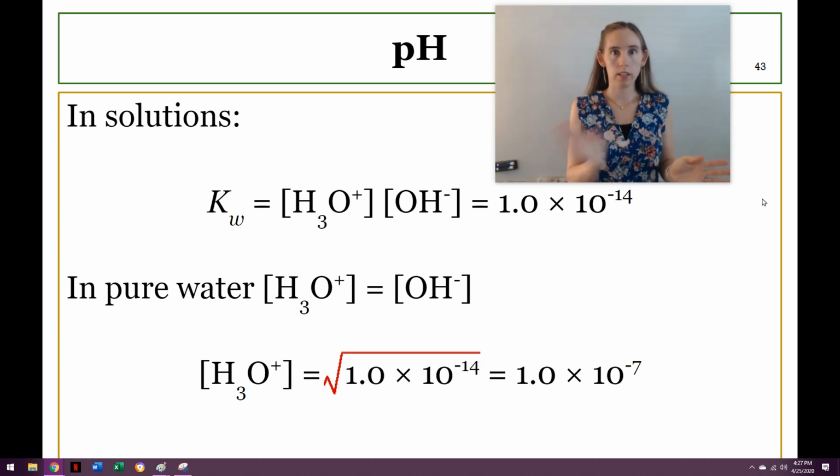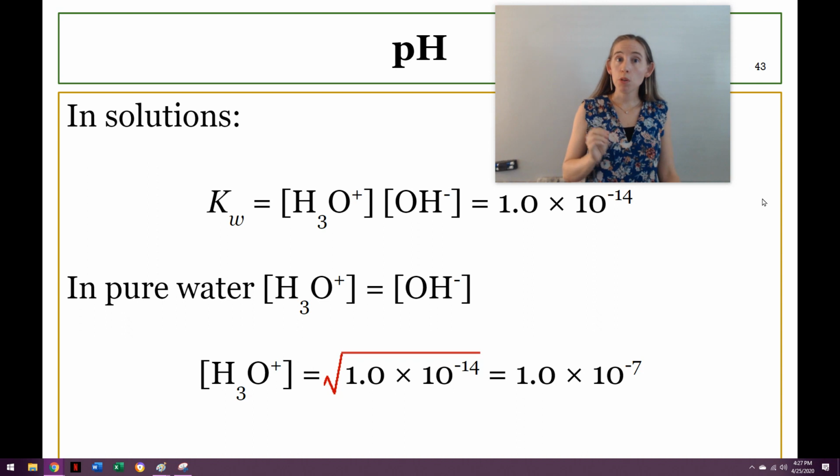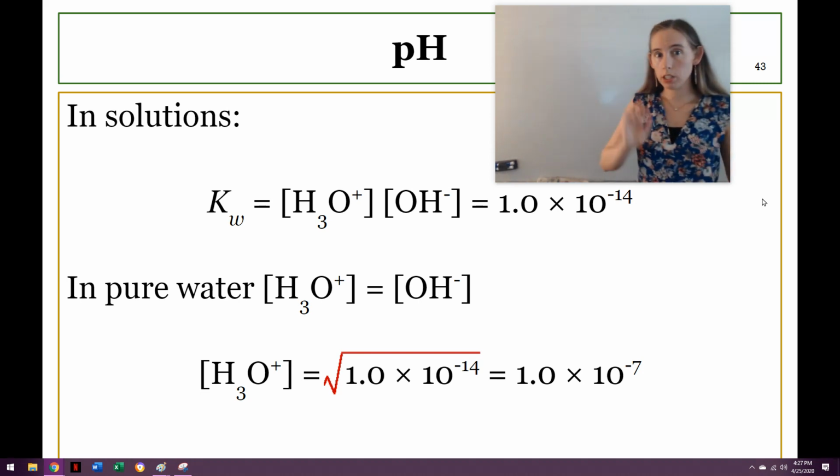It doesn't even matter what it is. Temperature is not changing here. So in pure water, H3O concentration is equal to your hydroxide, your OH concentration. So let's do a little bit of math here.